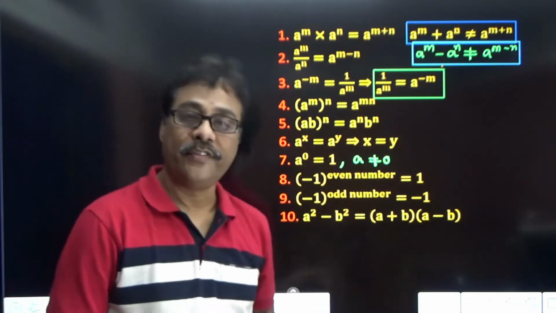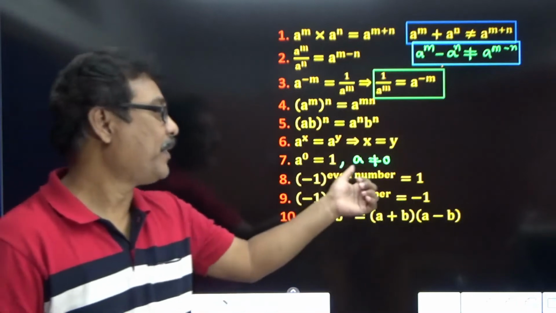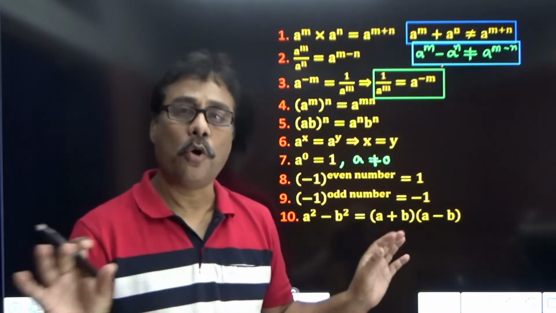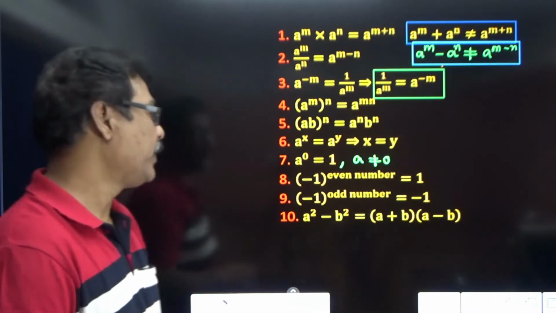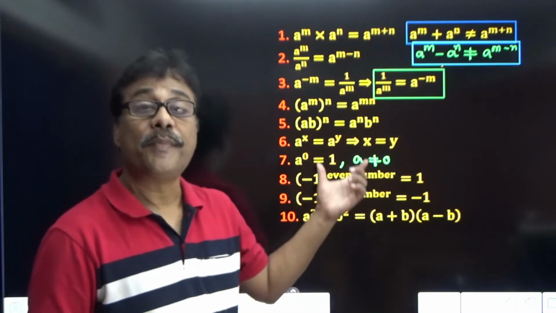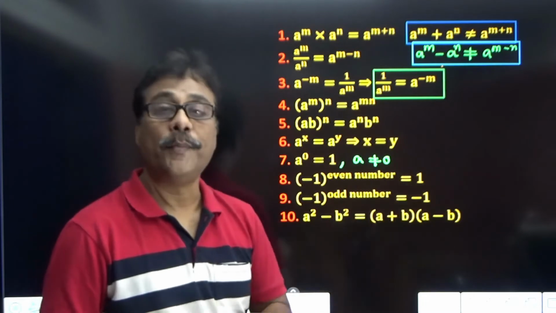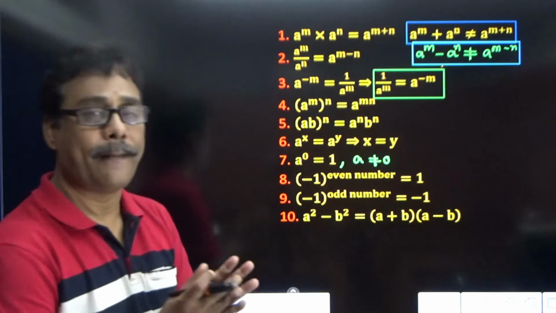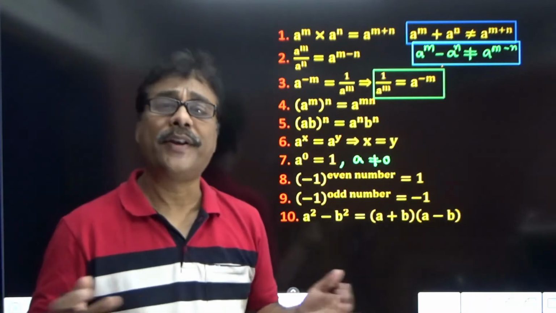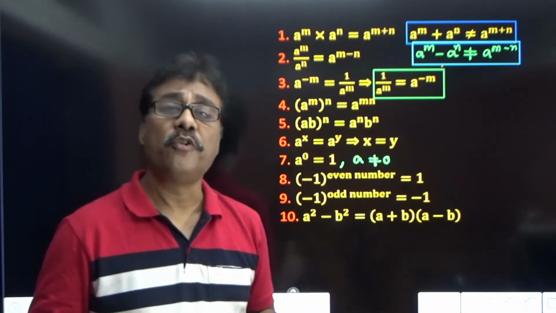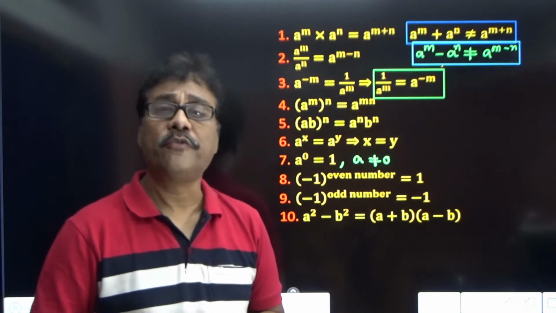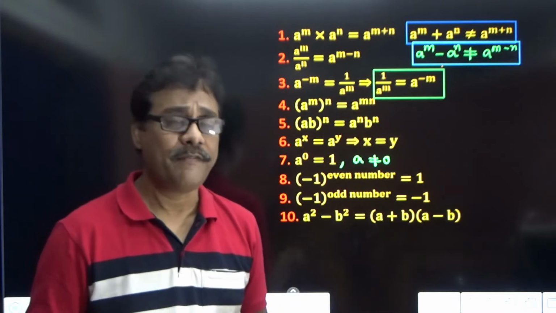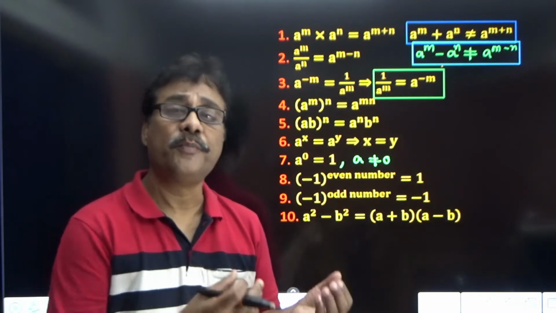A to the power 0 is equal to 1, a can be anything except 0. That is 0 to the power 0 is not equal to 1. Any other thing to the power 0 is equal to 1. If it is minus 1 to the power even number, it is going to be 1, and if it's minus 1 to the power odd number, it is going to be minus 1. Just like minus 1 to the power 10 is equal to 1, minus 1 to the power 100 is equal to 1, minus 1 to the power 5000 is equal to 1. Minus 1 to the power 5 is equal to minus 1, minus 1 to the power 7 is equal to minus 1, etc.